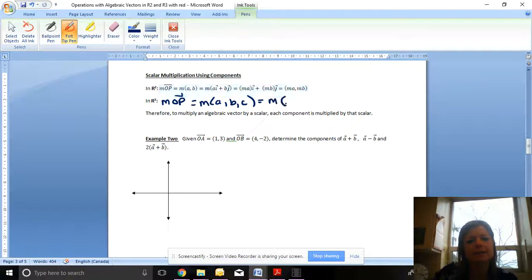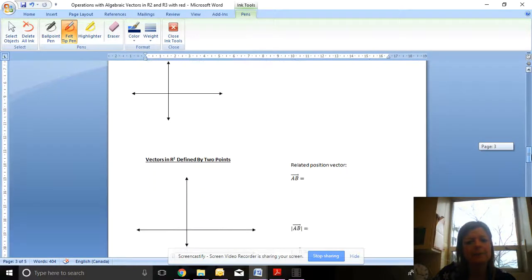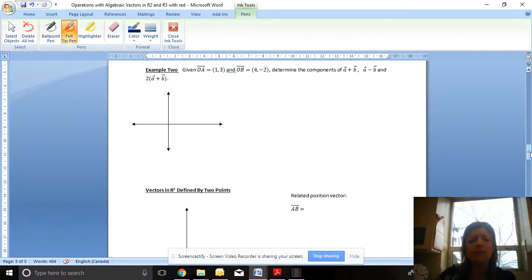So this M is a scalar, and we can just put it through. Basically, it's just saying that you can distribute it through the components. Therefore, to multiply an algebraic vector by a scalar, each component is multiplied by that scalar. Okay, so let's do this example, and hopefully that clarifies it, and this will be the end of video 1.